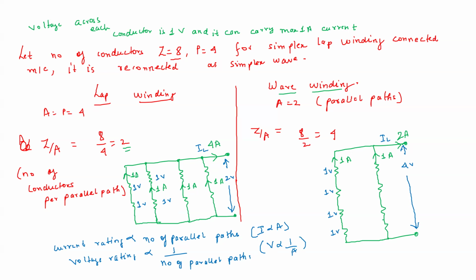Now what about the power? You will see in both the cases the power will be the same. You see 4 into 2, 8 watt, and here also 4 into 2, 8 watt. So in both the lap winding and wave winding, the power remains the same.